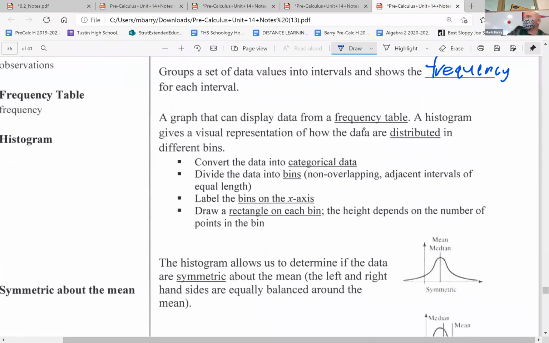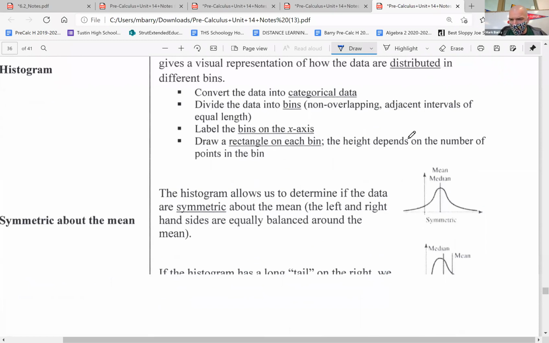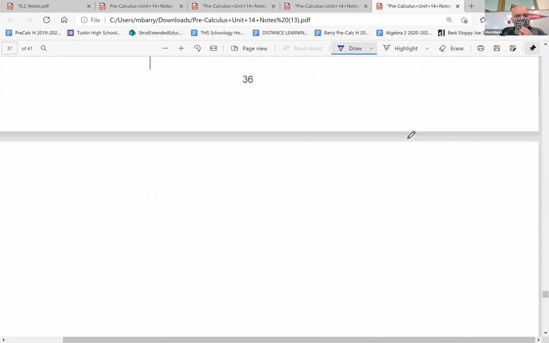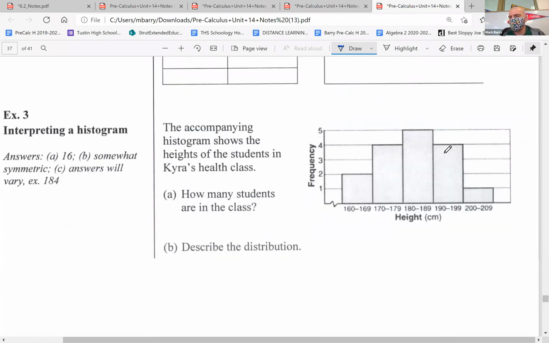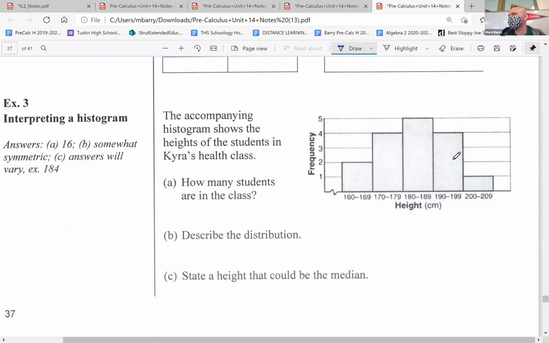Next up, we're going to talk about histograms. So a histogram is a graph that can display data from a frequency table. And a histogram gives a visual representation of how data are distributed in different bins. Okay, so I'll go ahead and show you what a histogram looks like. A histogram looks like this, okay? You've probably seen them before.